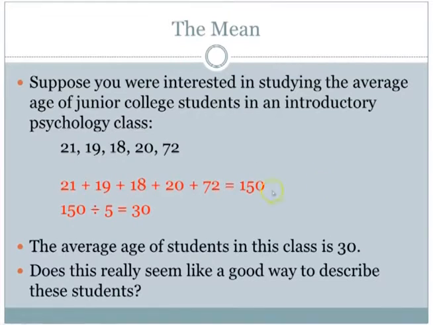So if we were to find the average, we'd add all these up. 21 plus 19, and so on. That would give us 150, would be the sum. We divide by the number of observations, which is 5. The average is 30. That's the mean.